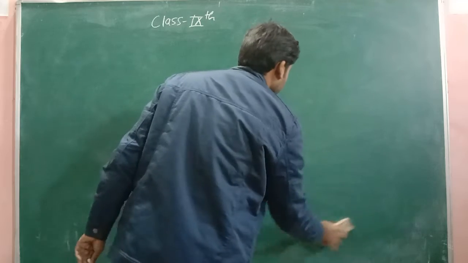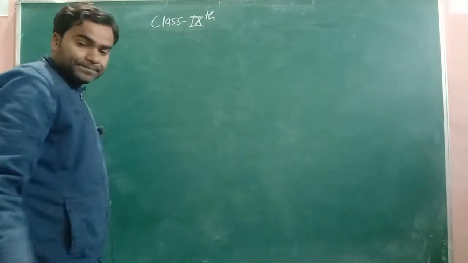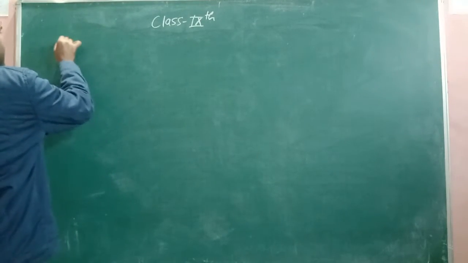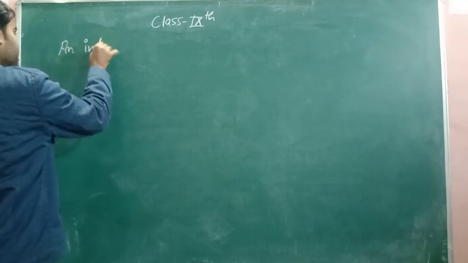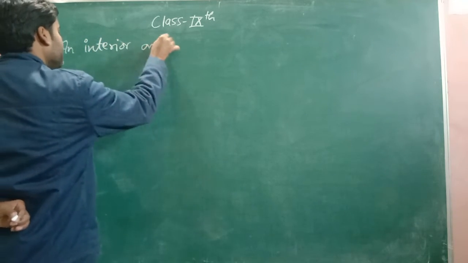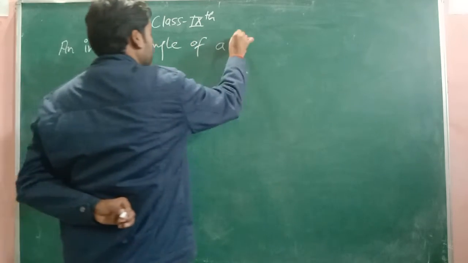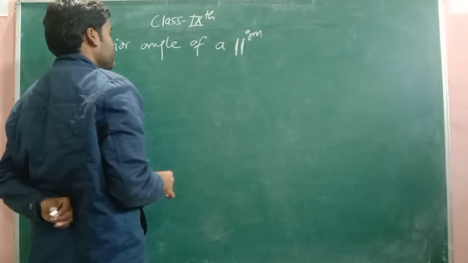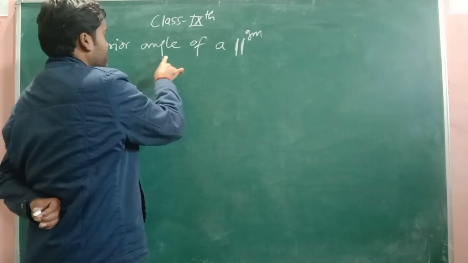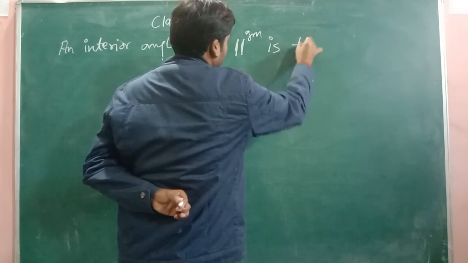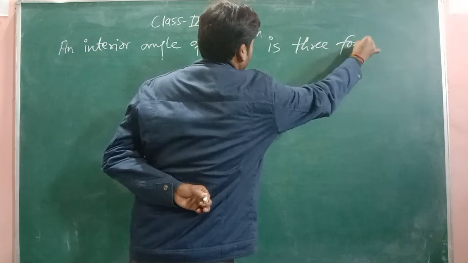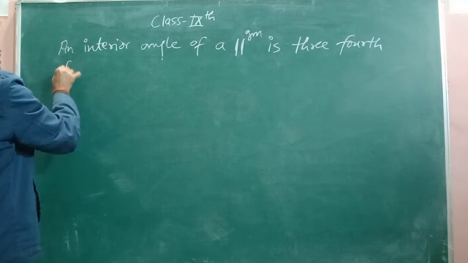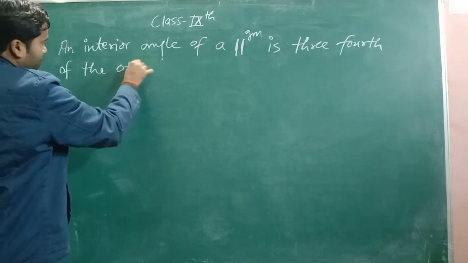And write down the second question. An interior angle of a parallelogram, in abbreviation, is written as parallelogram. An interior angle of a parallelogram is 3/4 of the other.